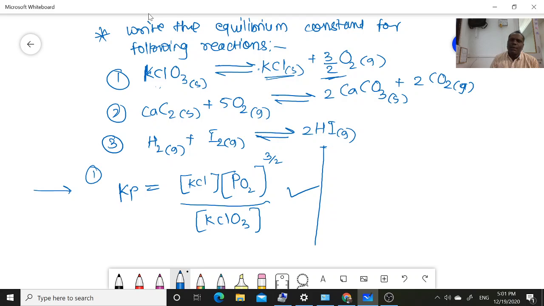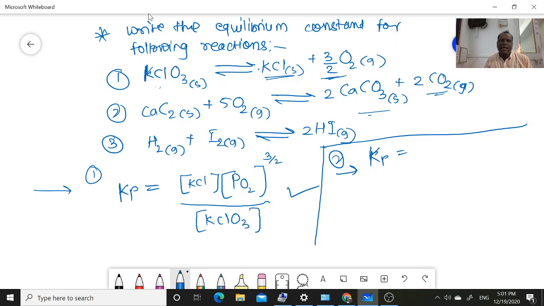This is the equilibrium constant for the first reaction. Next, for the second reaction, Kp is equal to what? As I told you, if it is a gas, we have to write the pressure. If it is a solid or liquid, we have to write the concentration. Two calcium carbonates are formed, and calcium carbonate is a solid. Therefore, CaCO3 raised to the power 2.